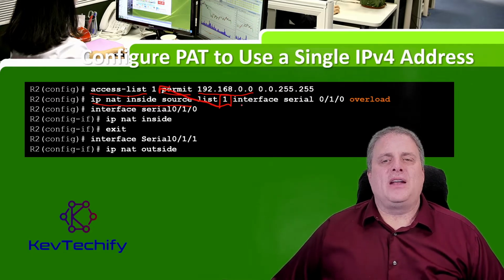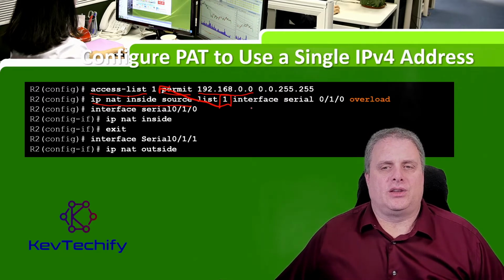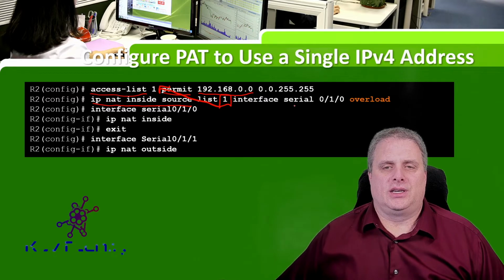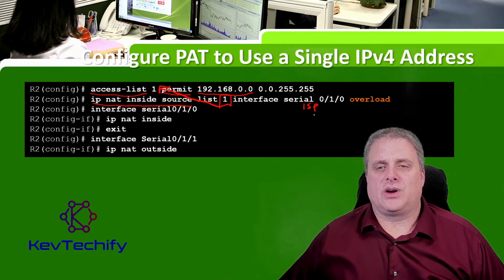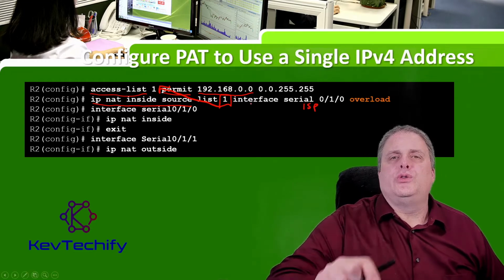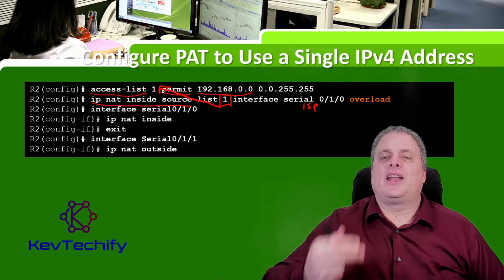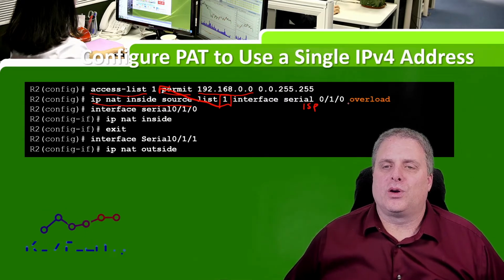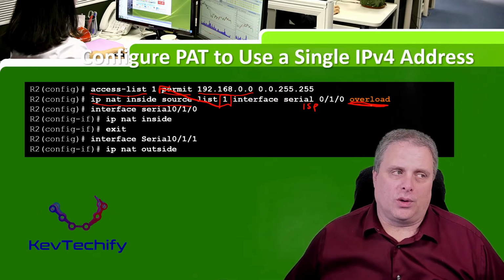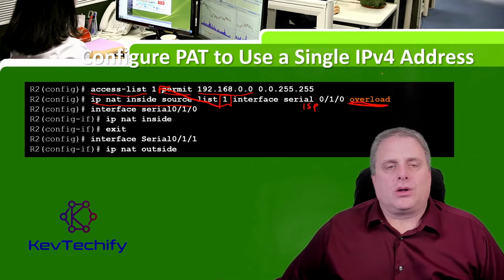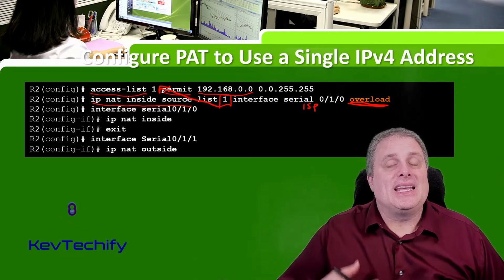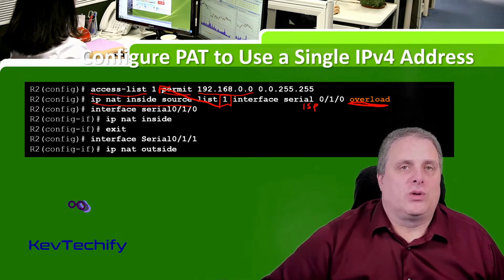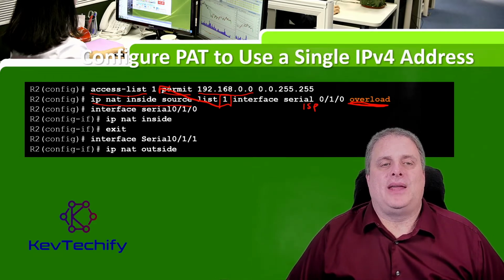And then we say what interface it is that we are connecting to. This is the external interface, the interface that's connected to our ISP. And then the key here to use one IP address on the outside to allow on the inside is to put the word overload in here. A lot of times people also call PAT NAT overload, and it's because of this keyword. We're going to use a lot more IP addresses on the inside of our network than we have publicly routable IP addresses on the outside.